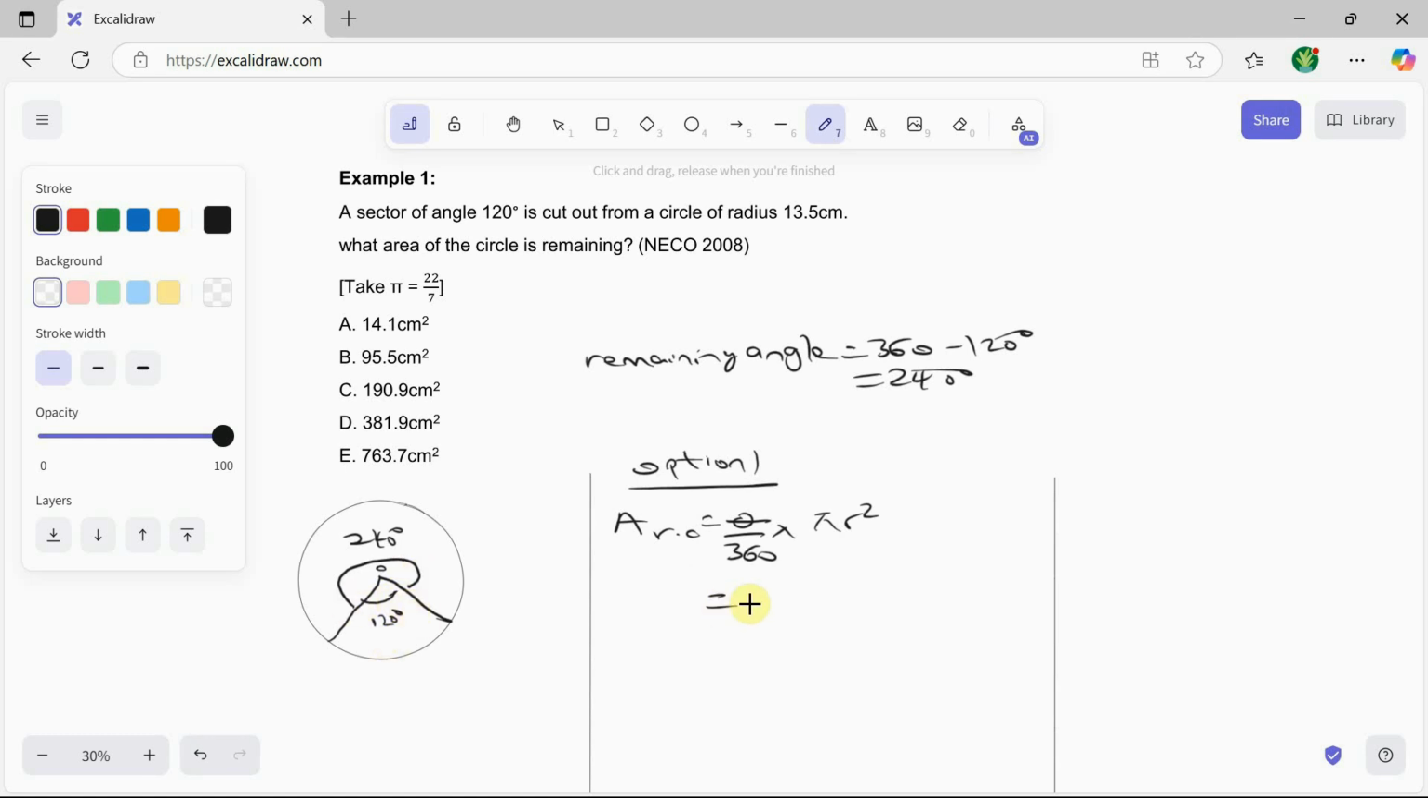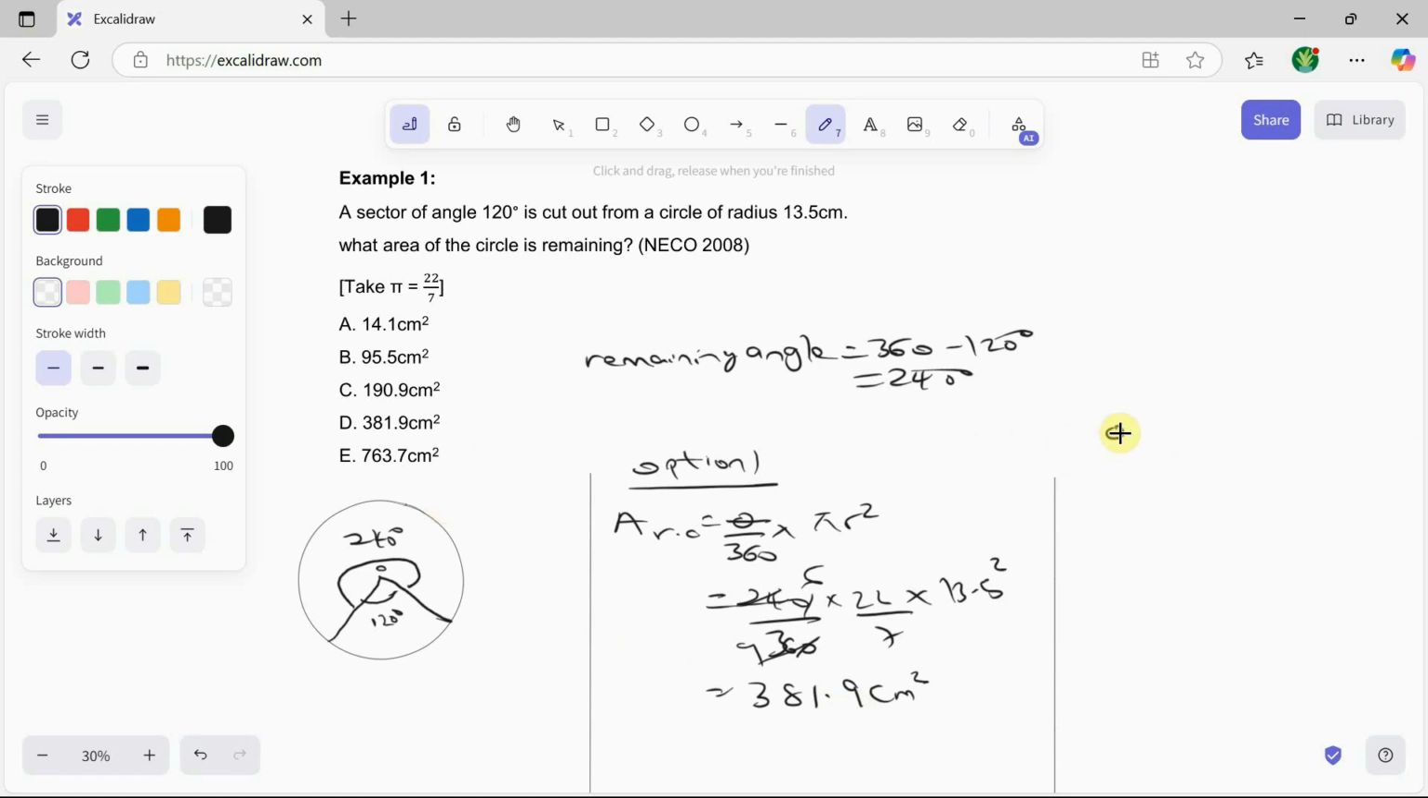If I substitute, this would be 240 over 360 times 22/7 times 13.5 all squared. We could cancel out: 4 here and 6, 4 here and 9. So that would be 6 times 22 times 13.5 squared divided by 9 divided by 7. This gave me 381.9 centimeters squared to one decimal place, which is option D. So this is option 1.